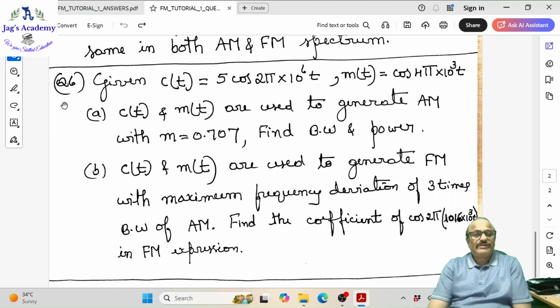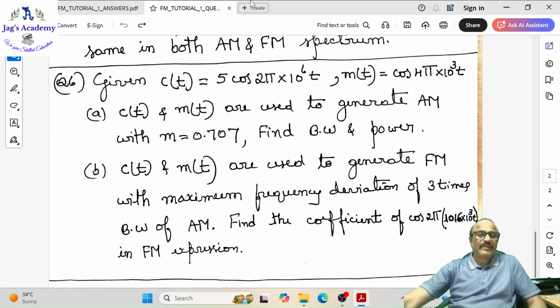Dear students, we'll do one more question now. Given a carrier wave, c of t is equal to 5 cos 2 pi into 10 to the power of 6 t. Now you can see what is the frequency here. What is the carrier frequency? 10 to the power of 6. And the message signal is given as m of t is equal to cos 4 pi 10 to the power of 3 t.